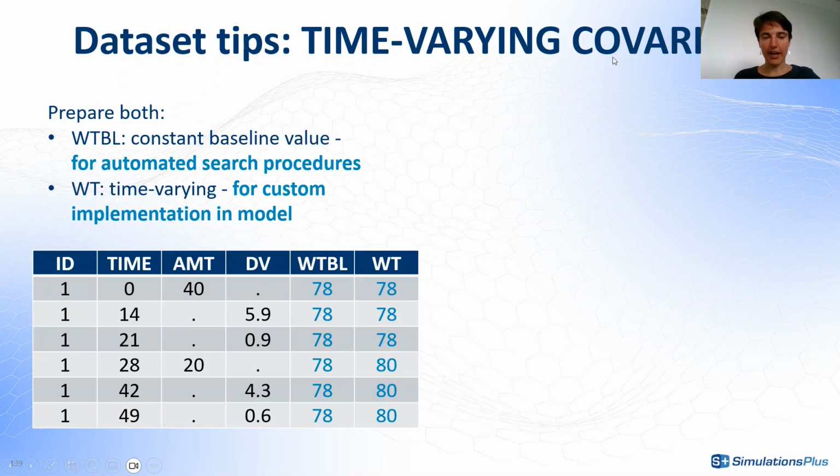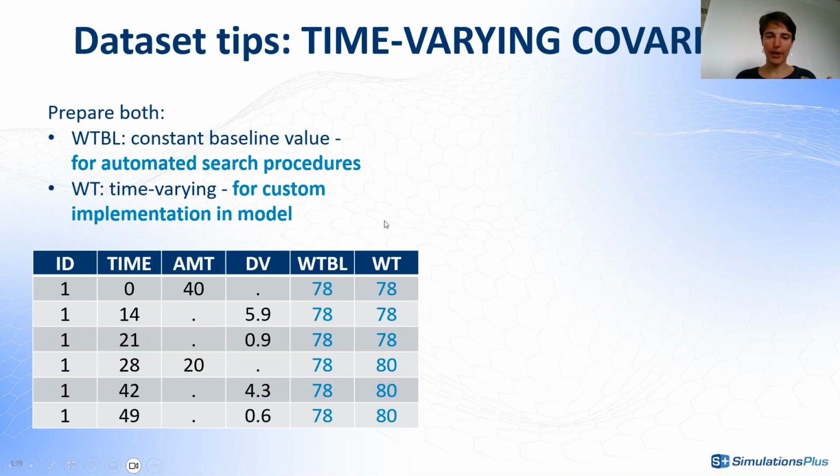For time-varying covariates, that's something I haven't touched much yet. We have two big options. So you remember that in Monolix, if a covariate needs to be constant over time, so a time-varying covariate cannot be tagged as a covariate. One option would be to create just two columns, one that would be the baseline that is constant and that you can tag as a covariate and then use in the automated search procedures, etc. And then the second one that varies over time that you can tag as being a regressor, so that you can use it for a custom model implementation directly in the structural model.